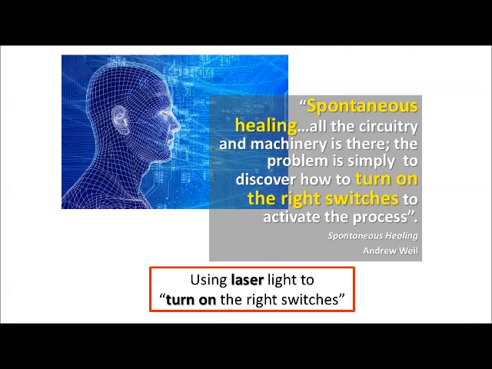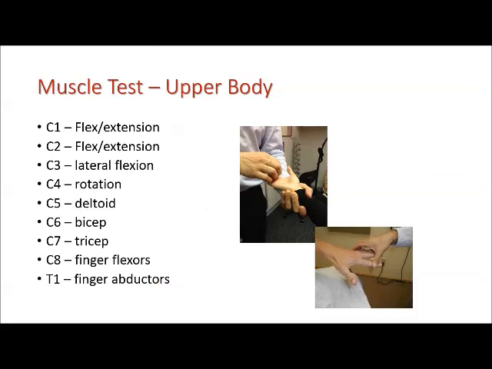Andrew Weil really talked about spontaneous healing, and the circuitry and machinery is there. The problem is to discover how to turn the right switches to activate the processes at the right time. I can tell you that laser light is used to turn on the right switches. And what I mean by that is we have something called upregulation. We're turning muscles on and off. We're enabling muscles to be stronger.